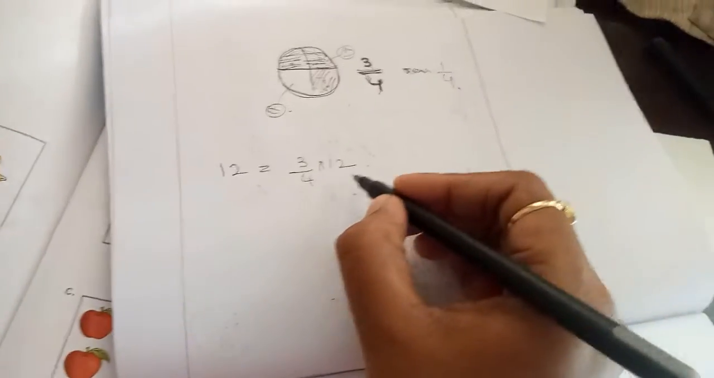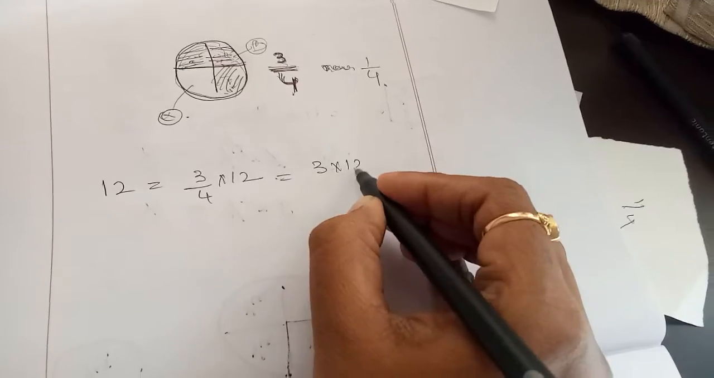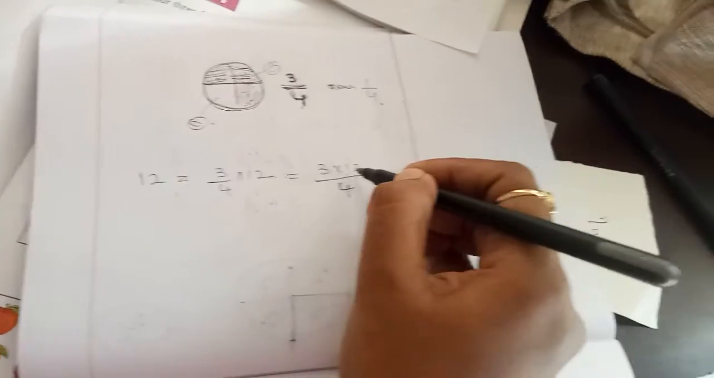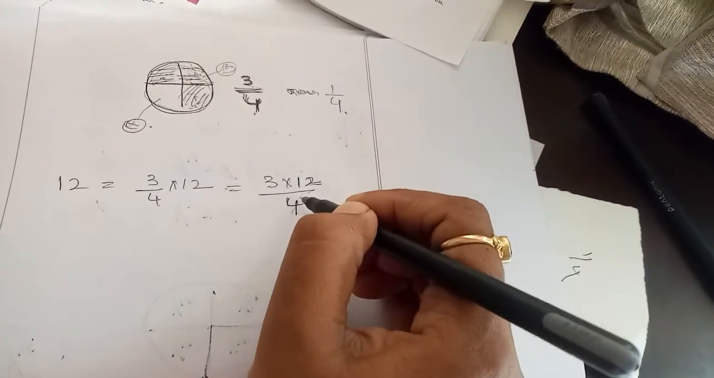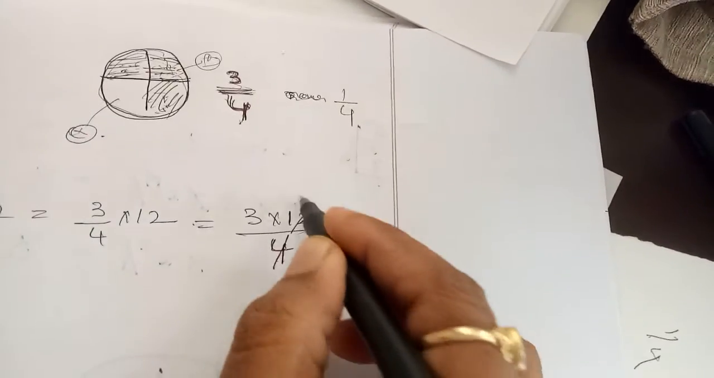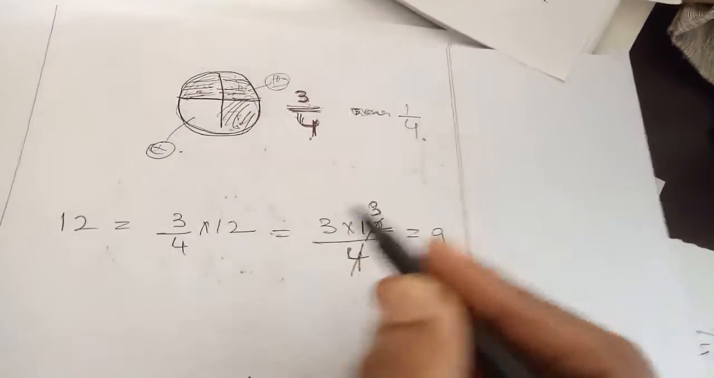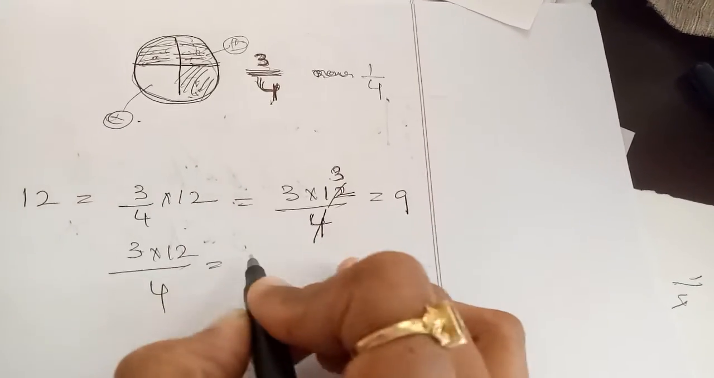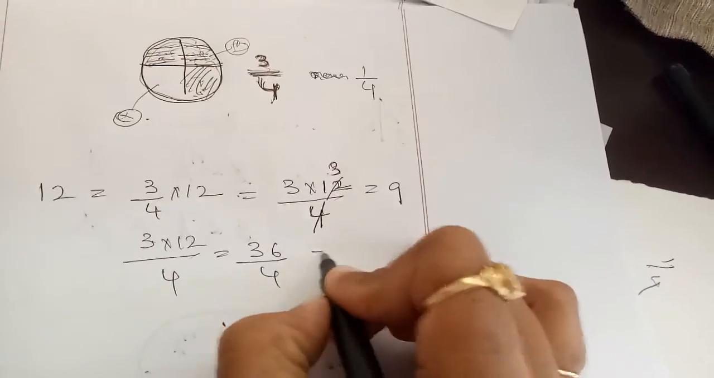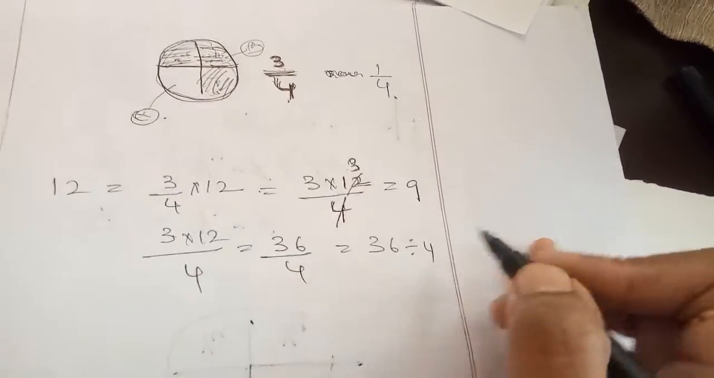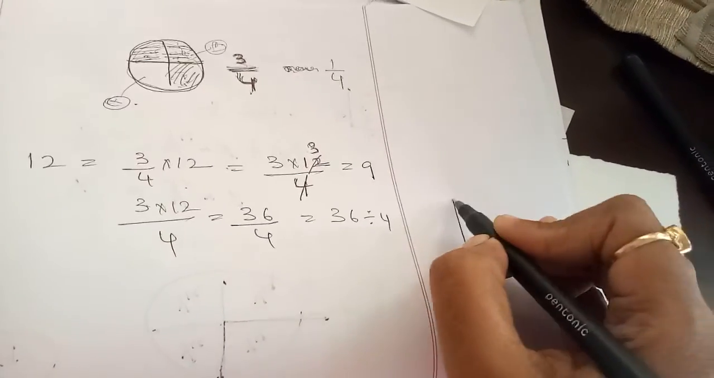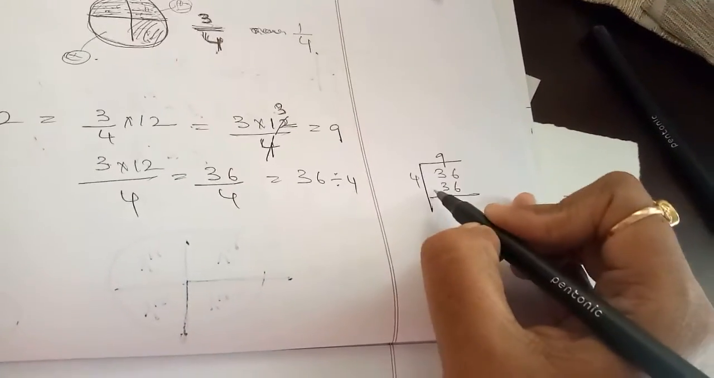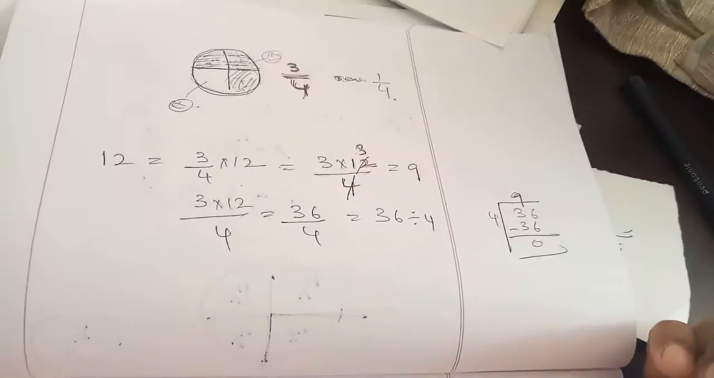How can you do it now? You can do 3 into 12. You can write it like this: 4. 4 3s are 12, 3 3s are 9. This is one way. Or else, 3 into 12 you wrote: 12 3s are 36. 36/4 means 36 is divided by 4. So you can do this in division. 4 9s are 36. Yes, 9. You can do it like this also.